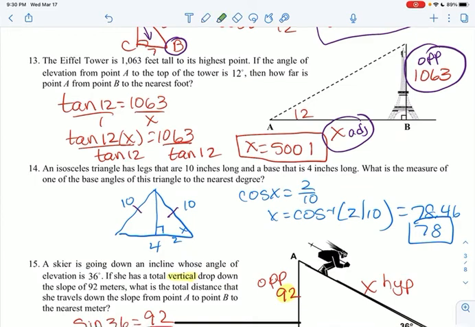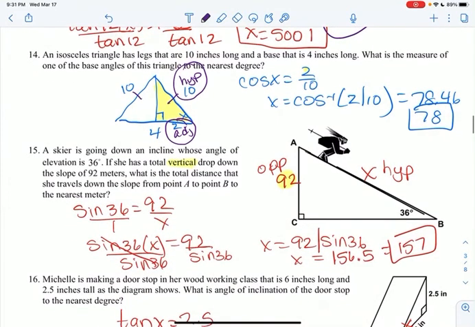So I can't use trig unless I have a right triangle. So all I did was I drew the altitude in this isosceles triangle, and the altitude cuts that base in half. But now I have a right triangle, and I can use trig on that right triangle because I'm trying to find the measure of one of those base angles. So cosine of x, that's the angle, equals 2 over 10 because this was adjacent and this was hypotenuse. So that's why I'm using cosine. I don't have the angle, so I'm using that inverse button, right? And I get 78 degrees.